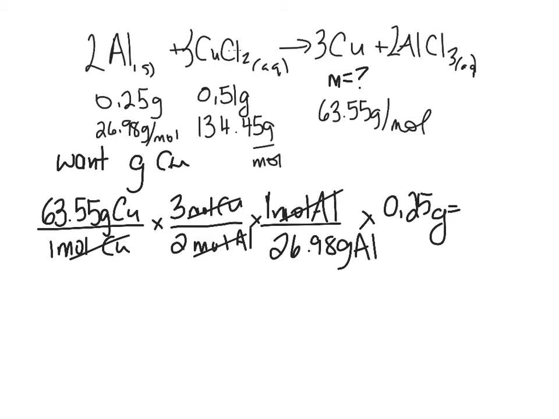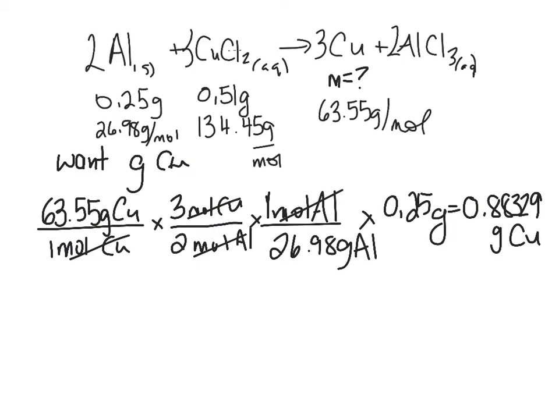So with your calculator, any number that's on top is going to be multiplied. Any number on the bottom is going to be divided. So, assuming all of our aluminum gets used up, we'll produce that much grams of copper. Now you repeat it for the other reactants.